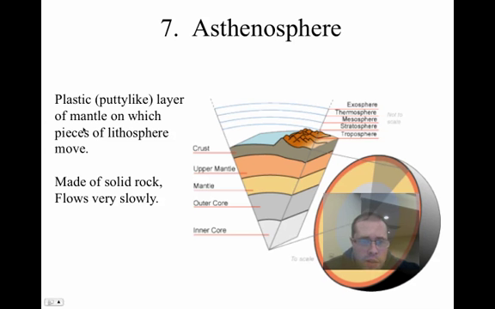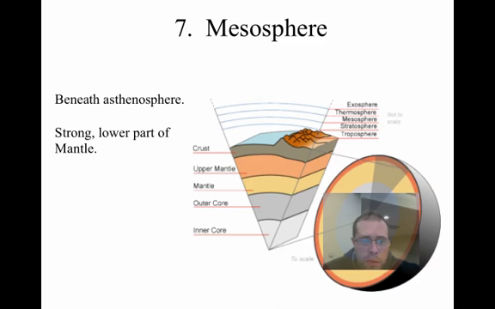The asthenosphere is the next piece. It's a plastic or putty-like layer of the mantle on which pieces of lithosphere move. So the tectonic plates, the lithosphere, is floating on this asthenosphere, and we say it's plastic or putty-like because it's not exactly solid rock. It's kind of a magma. It's in between, and it flows. Beneath the asthenosphere, we have the strong lower part of the mantle called the mesosphere. Meso means middle.